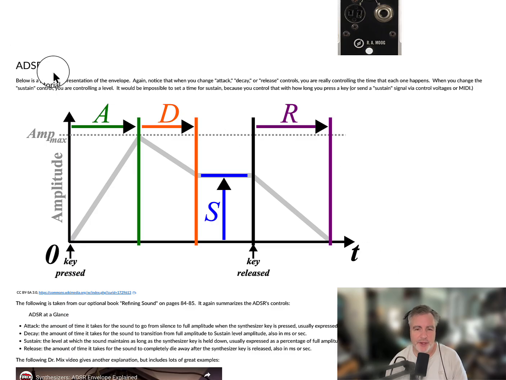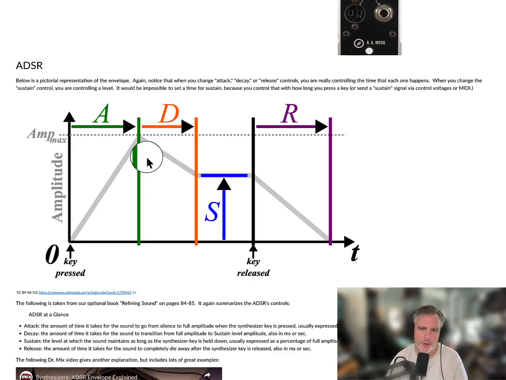ADSR, now this is where things get weird, because we had attack before, same thing. We had decay, but now it's really that second part of the attack where it goes up to the peak and then it comes down to the steady state. So the decay in an ADSR envelope is not the decay I just talked about before, where it decays at the end of the note. That's actually now called the release.